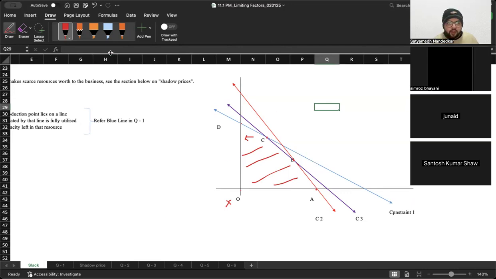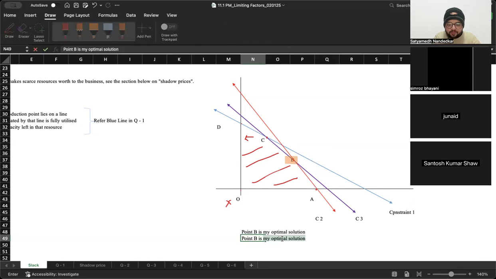Say, let us assume that your answer is point B. ठीक है, आपका आंसर है point B. Now point B, if you carefully observe, is an intersection of which two lines? If I say that point B is my optimal solution, इसको इधर देखो. Point B is an intersection point of which two lines? Observe carefully. C2 और C3 का intersection है. ठीक है. Point B is an intersection of C2 and C3.